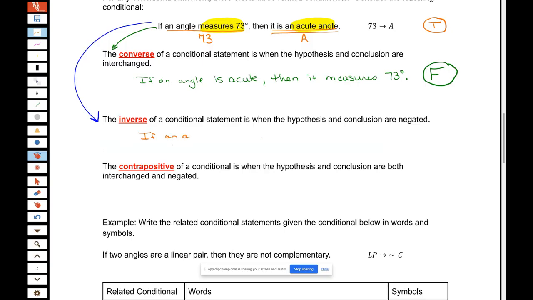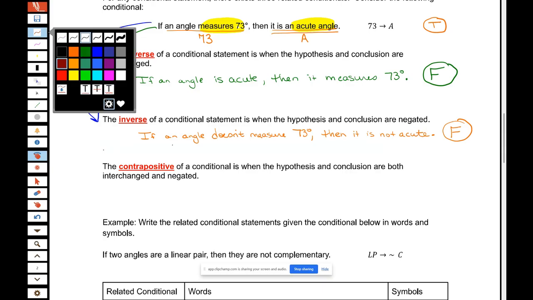If an angle doesn't measure 73 degrees, then it is not acute. If an angle doesn't measure 73, then it is not acute. So I negated both parts. Now that's false because we can have an angle that doesn't measure 73, but is acute, like 52.